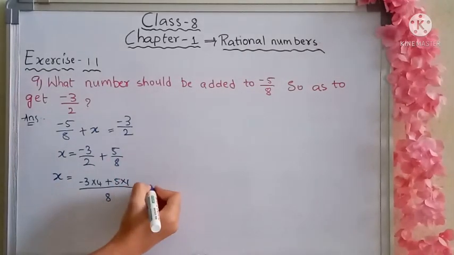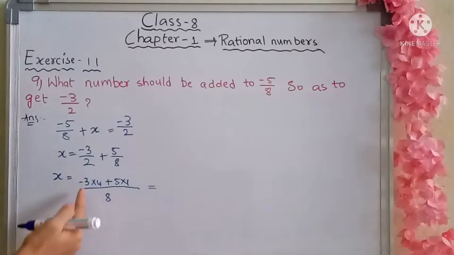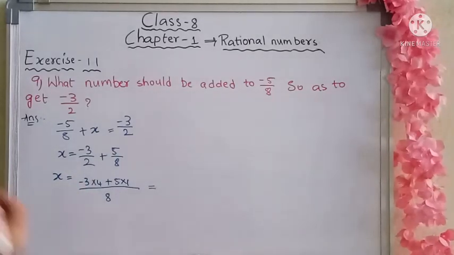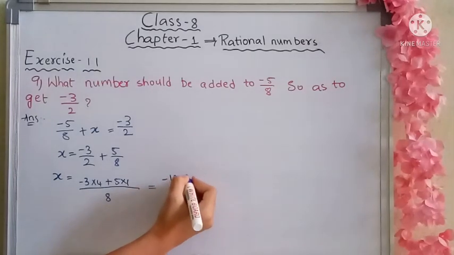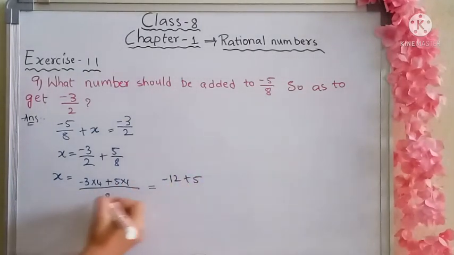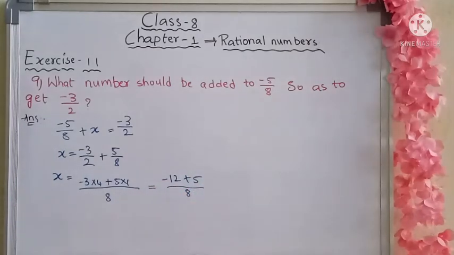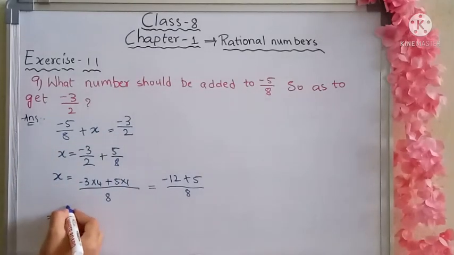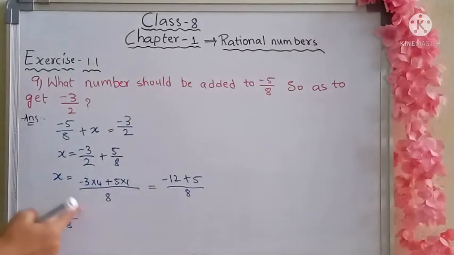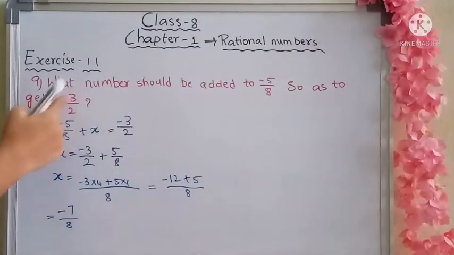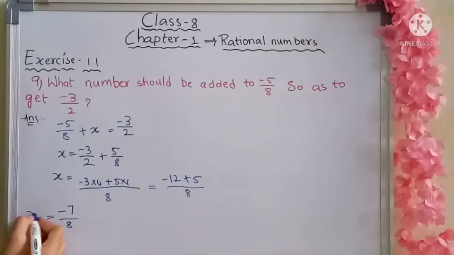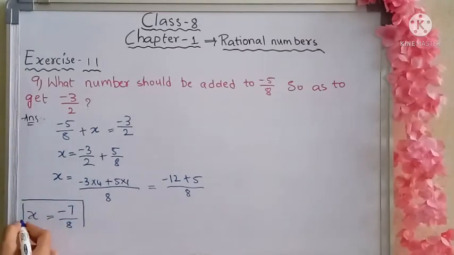Okay. Now minus 3 into 4, which is equals to minus 12. Minus 12 plus 5 ones are 5 by 8. Okay. Now minus 12 plus 5, which is equals to minus 7 and the denominator 8. So if we are adding minus 7 upon 8 to minus 5 upon 8, we are going to get minus 3 upon 2. So this is the value of x. The value of x is minus 7 upon 8.